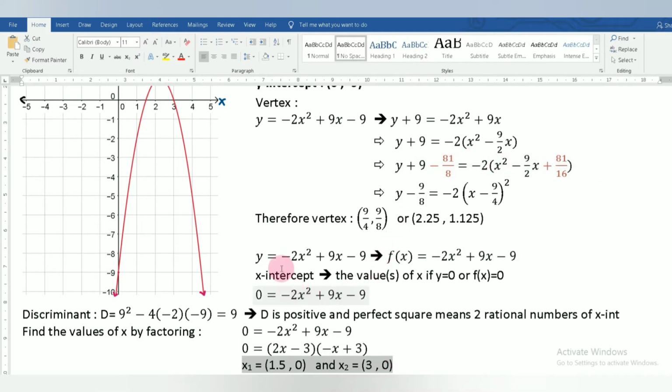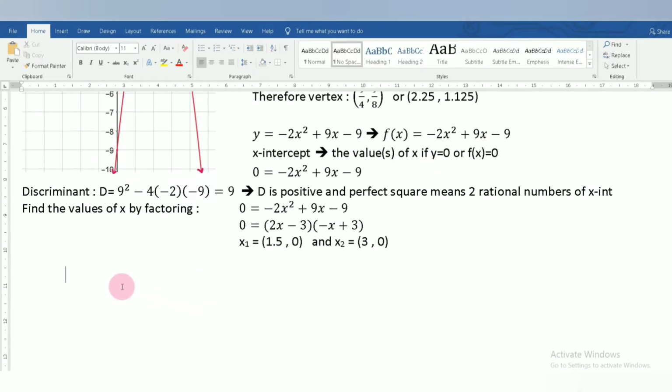So therefore, we can see that it is 3 over 2, or 1.5. This is the first x-intercept, and the second x-intercept is 3. Makes sense? And there you are. You get your x-intercepts.